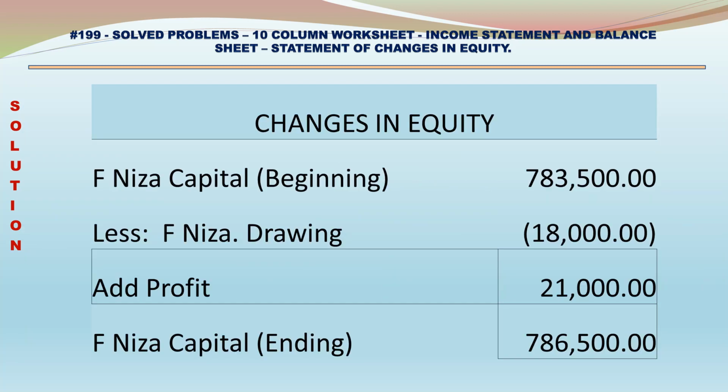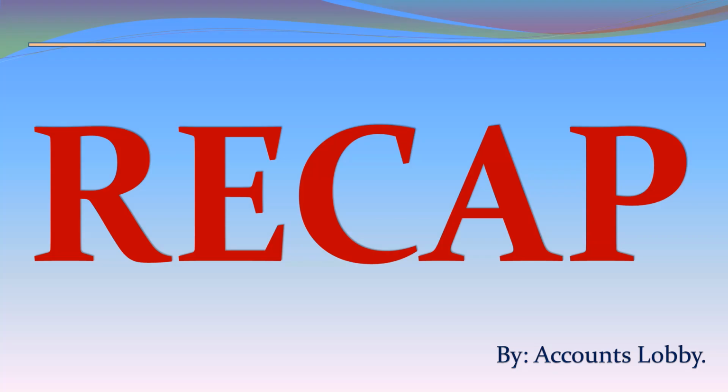928,500. Changes in equity. FNIJA capital at the beginning 783,500 less FNIJA drawings 18,000, add net profit 21,000, FNIJA capital at the ending 786,500. Recap.